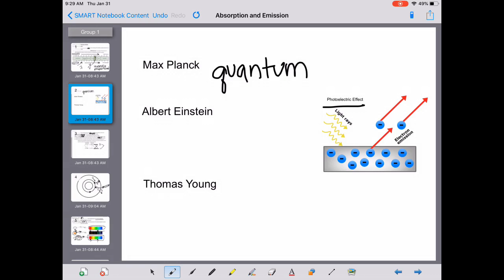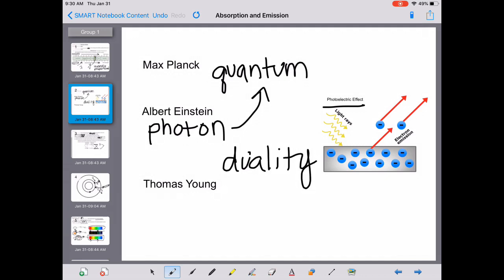And Albert Einstein said that to explain this, we have to think about light not just as a wave, but also as a particle. And he gave a name to this light particle, and he called it the photon. A photon is just a light particle carrying one quantum of energy. And Einstein's concept that light could be both a wave and a particle, we call wave-particle duality, meaning that it has both the nature of a wave and the nature of a particle.